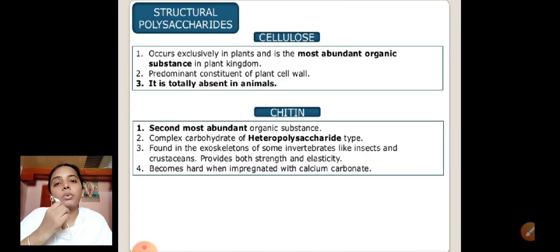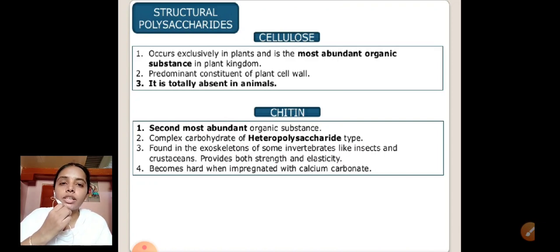Structural polysaccharides involve cellulose and chitin. Cellulose occurs extensively in plants and is the most abundant organic substance in the plant kingdom. Predominantly it is a constituent of the cell wall in plants. It is totally absent in animals. Chitin is the second most abundant organic substance, and it is a heteropolysaccharide.